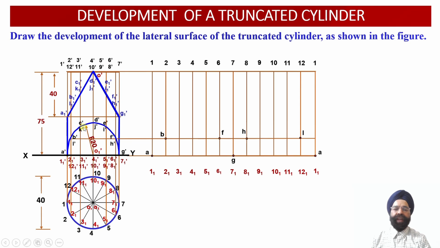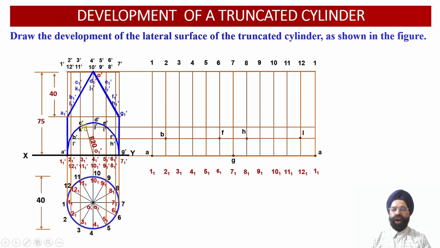So the next 4 points of intersection happen to be C dash, K dash, E dash and I dash over here. So we know that point C dash is going to lie on the vertical generator 3 dash and 3 1 dash, whereas K dash point is going to lie on the vertical generator 11 dash and 11 1 dash over here.